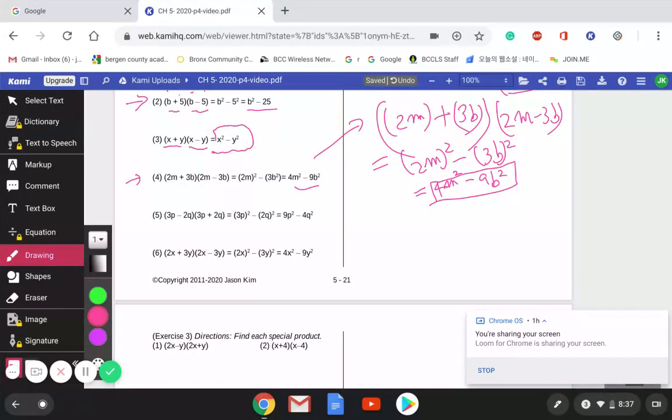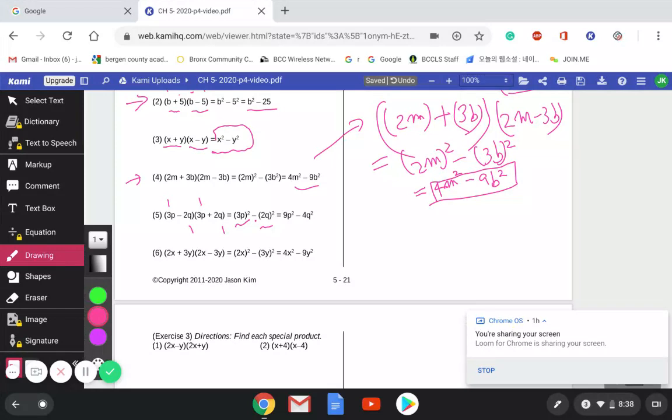Again, 3p minus 2q with a 3p plus 2q. Again, two same terms, one is negative, one is positive. Then it becomes subtraction of first one squared minus second one squared, which ends up with 9p squared minus 4q squared.